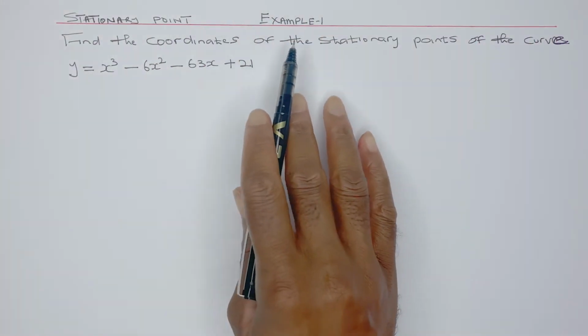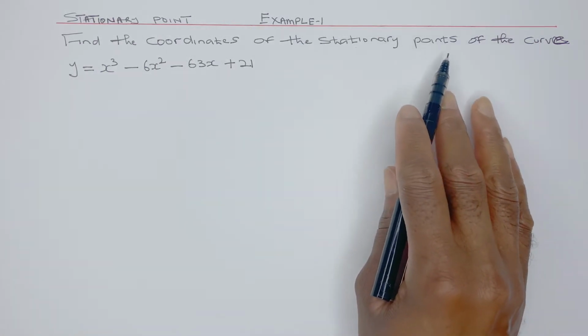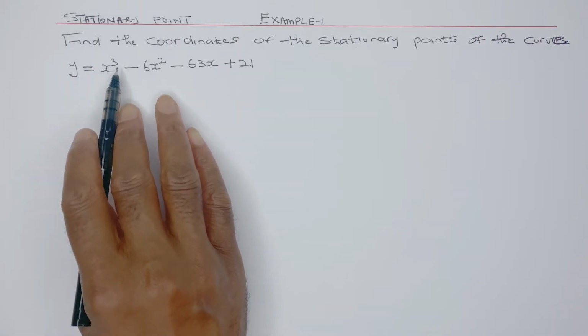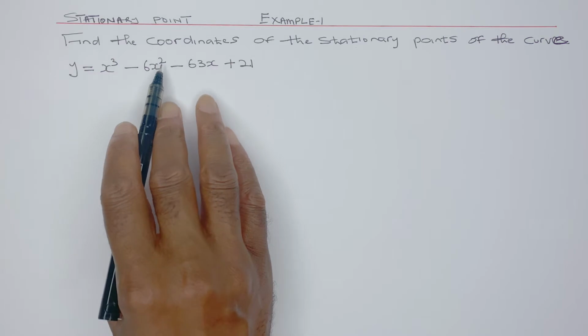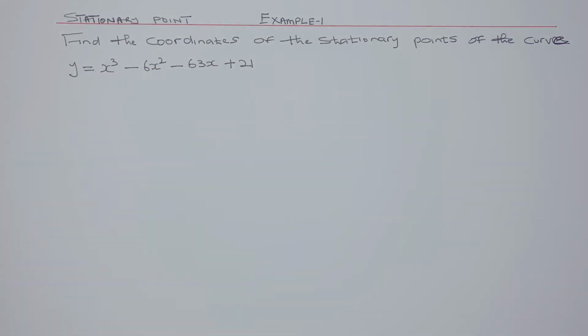Stationary point, example 1. Find the coordinates of the stationary point of the curve y equals x cubed minus 6x squared minus 63x plus 21. A bit of introduction here.